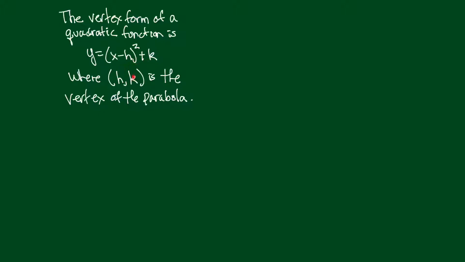So this point right here, where you take the opposite of this number, right? If that's negative 5, you take positive 5. You just take h itself. If it was, say, positive 4, you would take negative 4. So it's the opposite of what you see here, and then the k value. So this point right here, h, k, those are the coordinates of the vertex of the parabola.